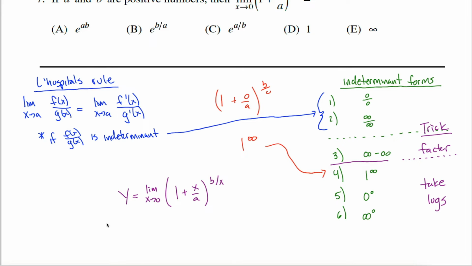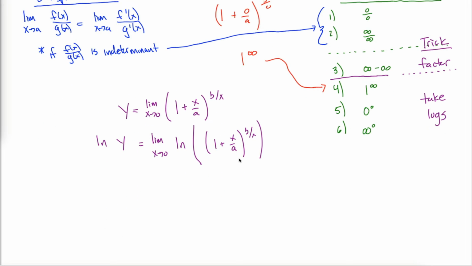Doesn't matter what log you do, but natural log is going to work out the nicest. So on the left side, I got the natural log of y. On the right side, I really have the natural log of this limit. But thanks to some limit laws, I can interchange the limit and the natural log and write the limit as x approaches 0 of the natural log of this big mess over here, 1 plus x over a raised up to the b over x power.